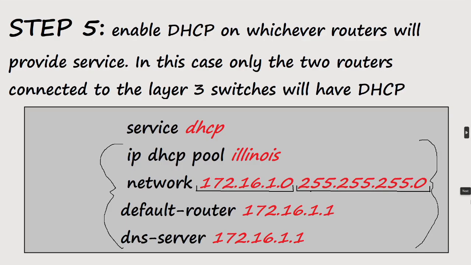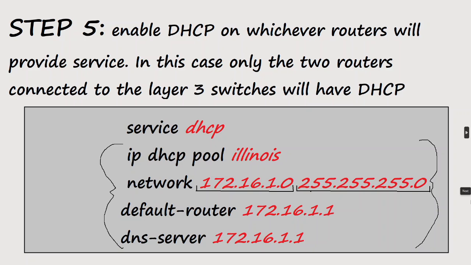Step 5, we are going to enable DHCP on the routers that will provide that service. In this case, only the 2 routers connected to the layer 3 switches will be providing the DHCP service to the clients on the networks. Each team has its own network, and say there are 20 computers for each team, they would be receiving DHCP from the router. So we just remote into the router, say enable, configure terminal, of course, service dhcp. Now you don't need to say service dhcp for every DHCP pool, because there will be 7 pools for each router, the west and the east router.